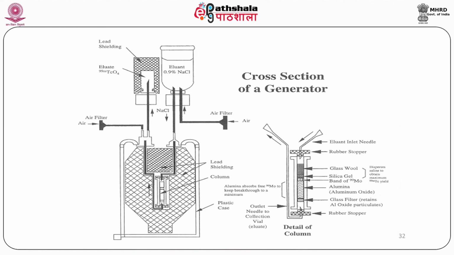So it means from one end of the generator you are putting 0.9% sodium chloride, which is a saline, and from the other end you are taking out the pertechnetate, and this is the pertechnetate which is going to be used for examinations.